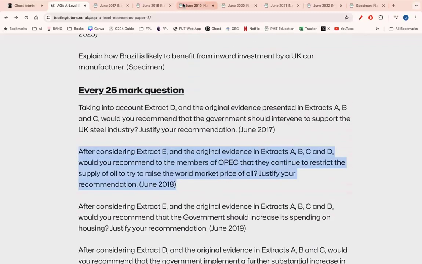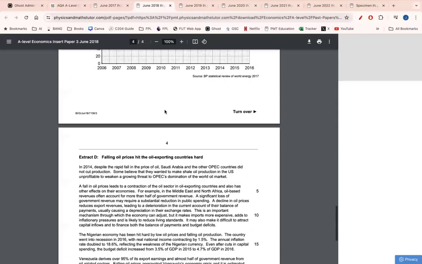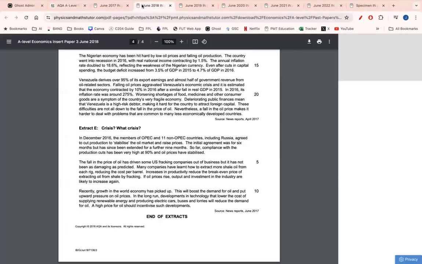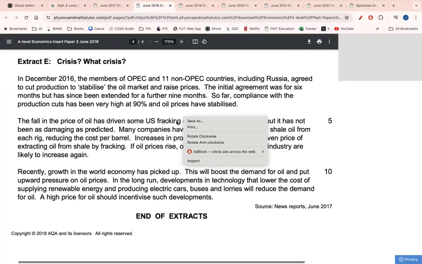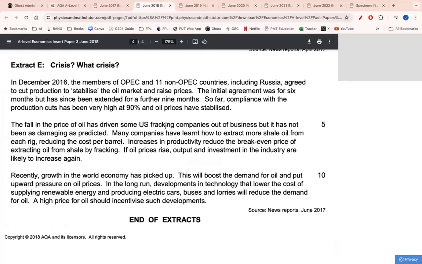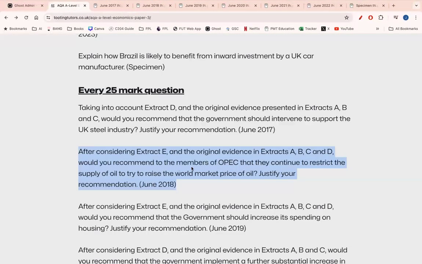It says, what would you recommend to OPEC? So it's not about the UK, it's about OPEC's perspective. Should they restrict the supply of oil? So it was mostly about extract E. Extract E is very small. Let's quickly read it. Remember, we're always thinking yes or no. Should OPEC keep prices high? That's the question. Should OPEC keep prices high? Okay.